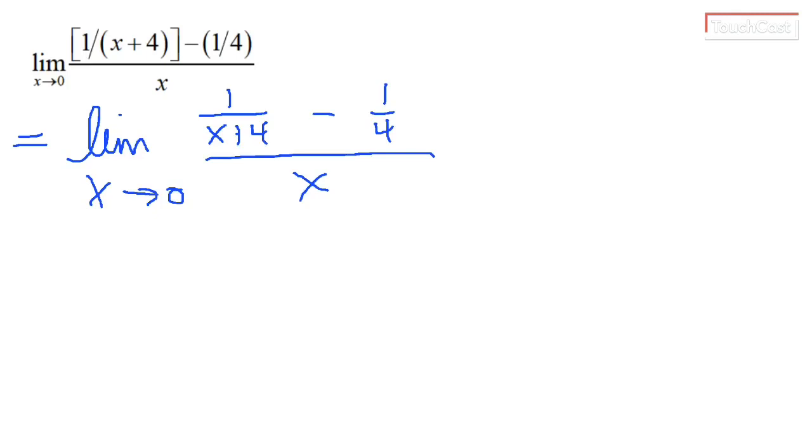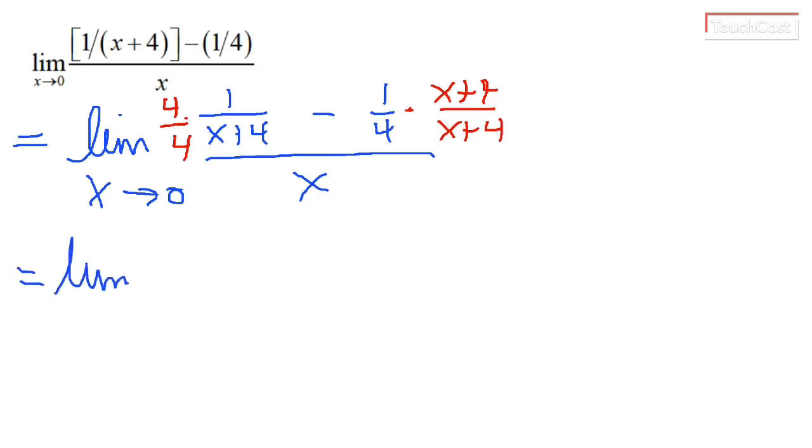So I have two fractions. One's denominator is x plus 4. The other has denominator 4. So I'm going to make 4 times x plus 4 my common denominator, which means I'm going to have to multiply this fraction by x plus 4 over x plus 4. This fraction I'm going to have to multiply by 4 over 4. And I have a new expression.